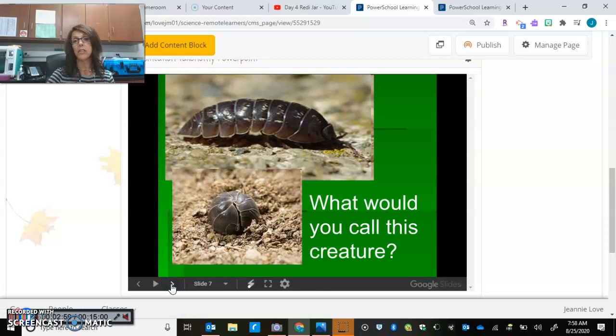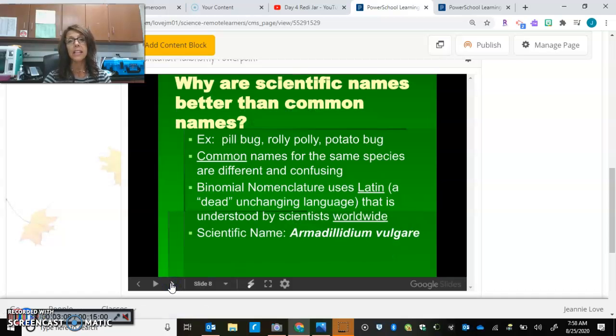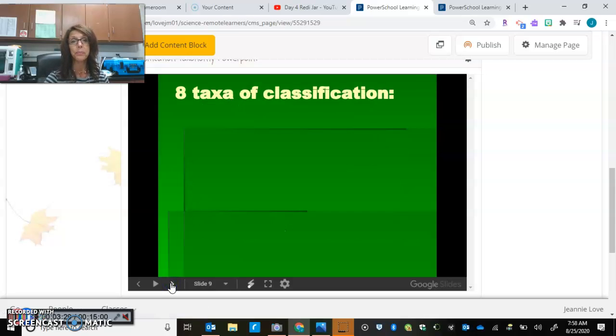What do you call this creature? We've seen this once before in our class when we were looking at the slides on living and non-living. This is a pill bug, a roly-poly, a potato bug. A lot of times common names for species are different and can be confusing. The binomial nomenclature uses Latin, and that is used because scientists all over the world use that. So that is the scientific name for the pill bug.